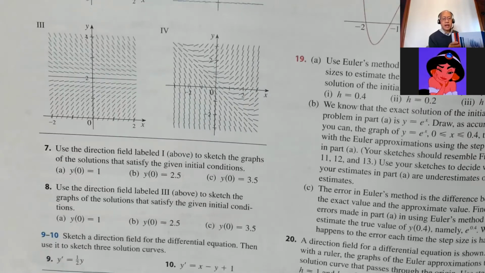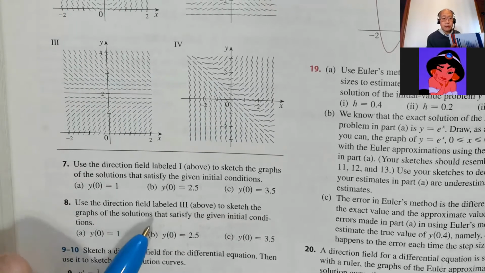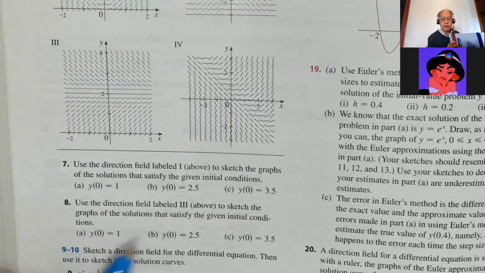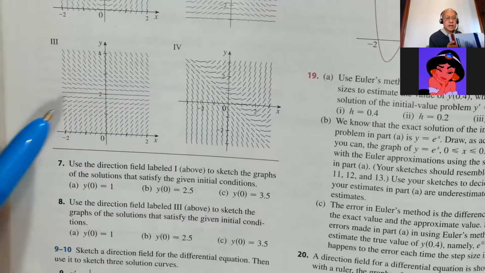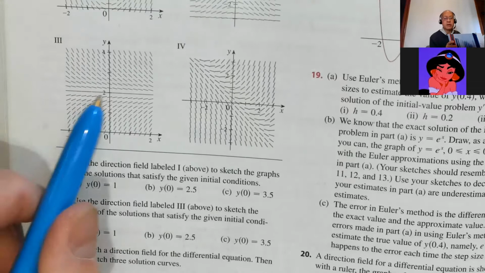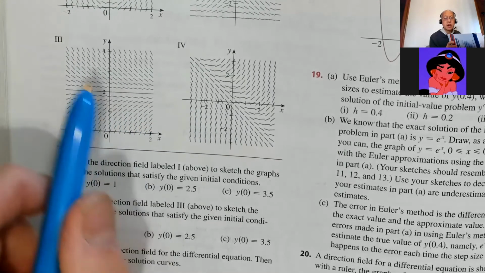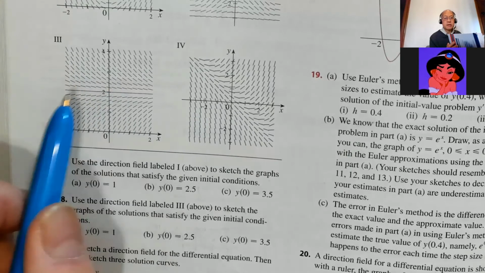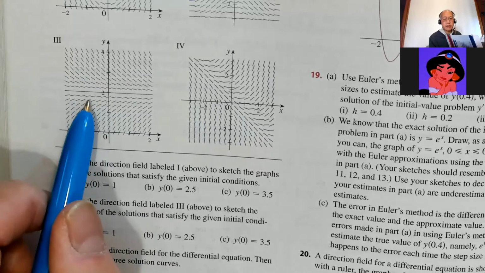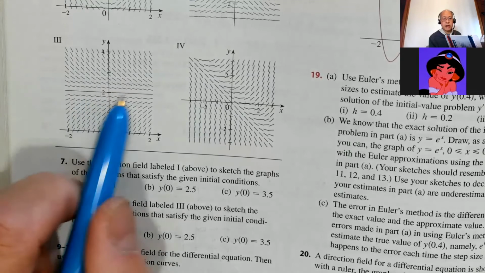And then number 8 is the last of this type. Use the direction field labeled 3 above. Okay, so look at this one. Sketch the graph of the solutions that satisfy the given initial conditions. It looks to me like you have an equilibrium solution at y equals 0. And if you're below, it's curving toward y equals 0. And if you're above, it's also curving toward, oh, I'm sorry, looks like it's y equals 2. My bad. y equals 2 is the equilibrium solution. So we're curving like so. Everything seems to be going toward y equals 2.